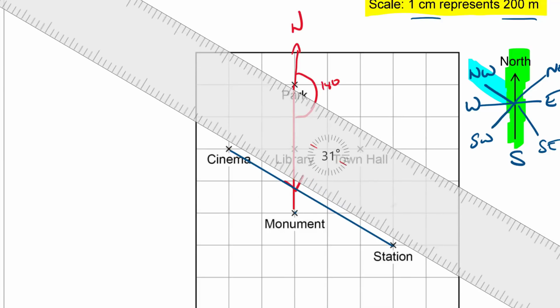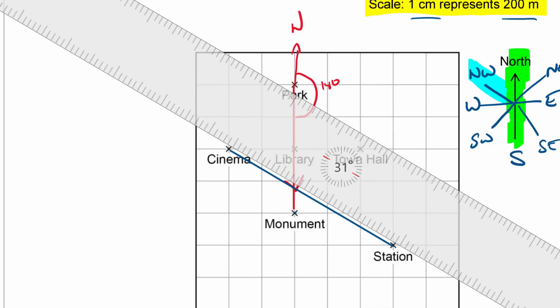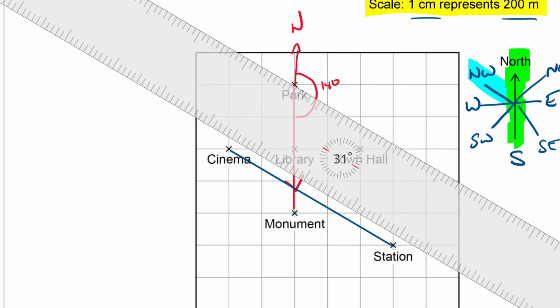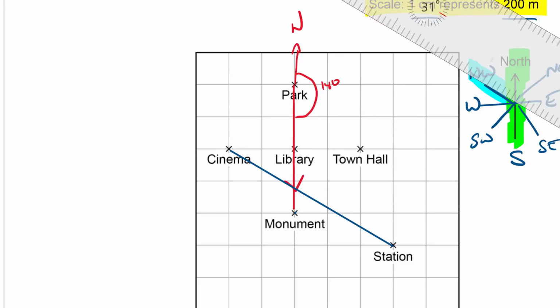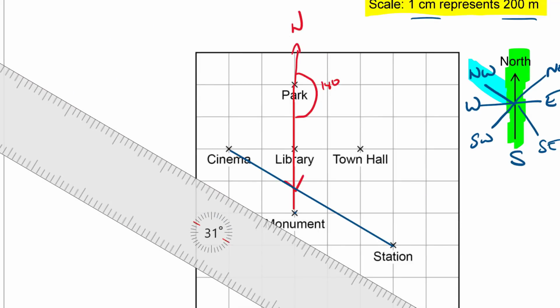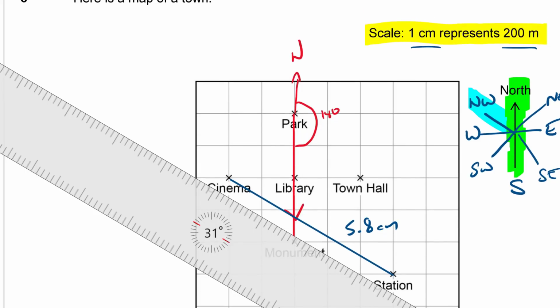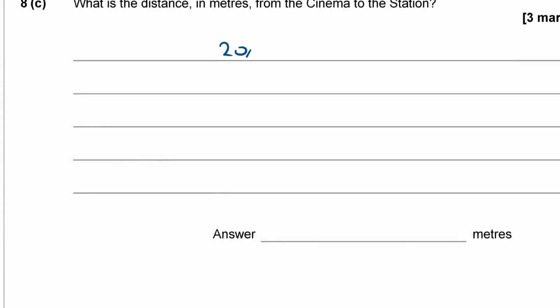Now my ruler here is a kind of electronic one. It's not going to calibrate nicely with that page, but if you've got a proper ruler on a proper exam paper, you can just measure it to the nearest millimeter. And having done that properly, I made it 5.8 centimeters when I measured it on the real paper with a real ruler. So if it's 5.8 centimeters and I know that 1 centimeter represents 200 meters, if I times 200 by 5.8, I should get the distance. So 200 times 5.8, what's that equal to?